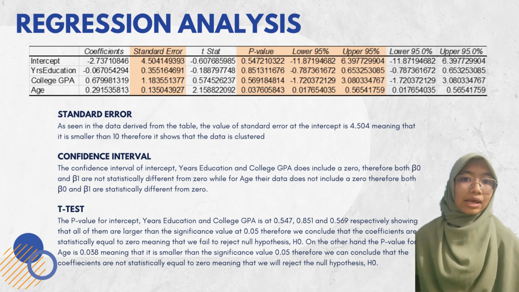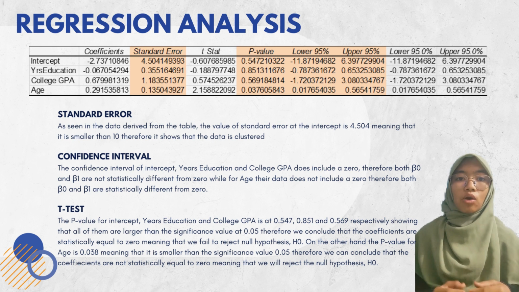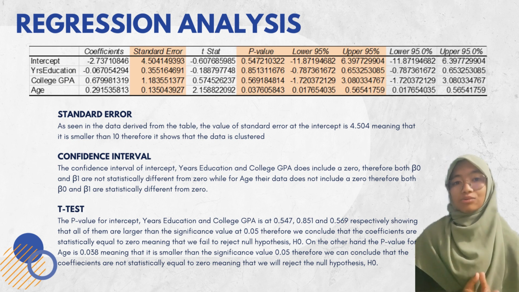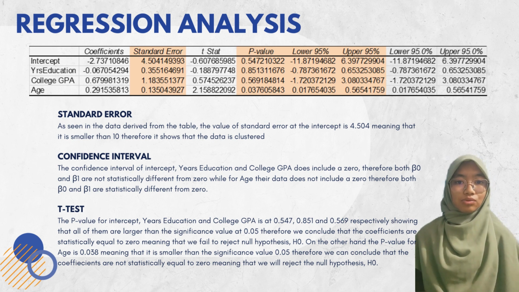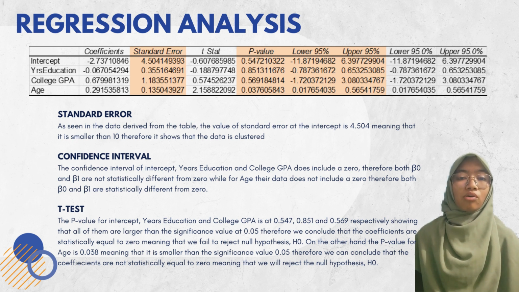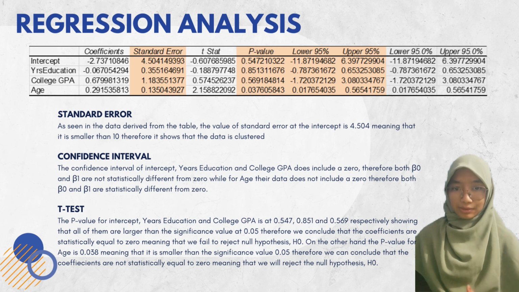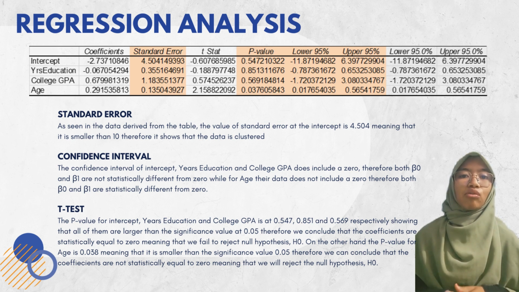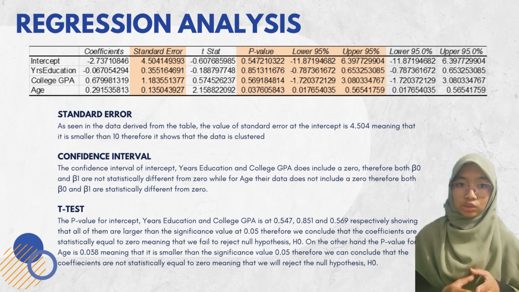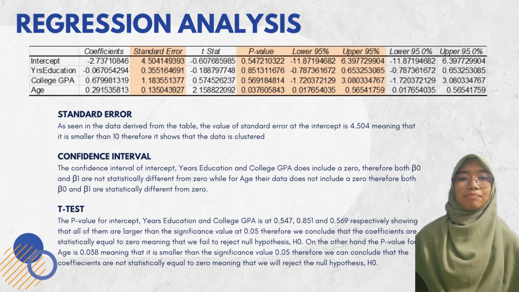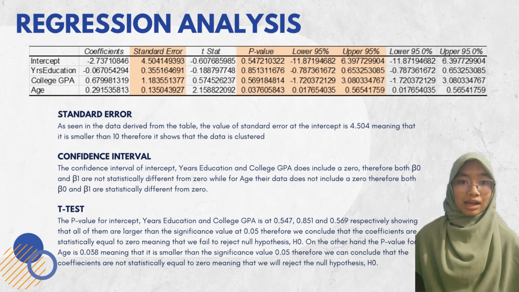For the t-test, by following the rule of thumb, if the p-value is more than the significance value, which is 0.05, we fail to reject the null hypothesis. In this case, it is 4 years education, college GPA, and intercept. We reject the null hypothesis for each of the others and accept the alternative.